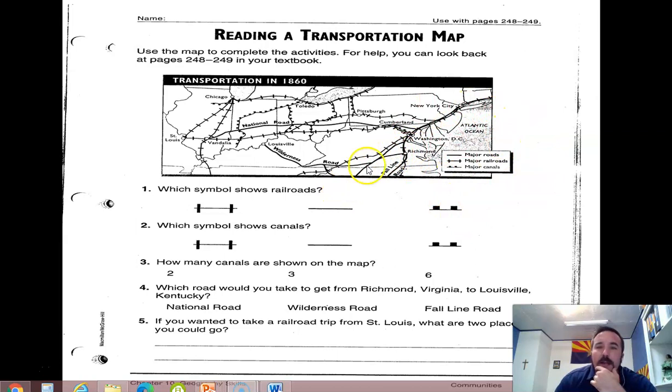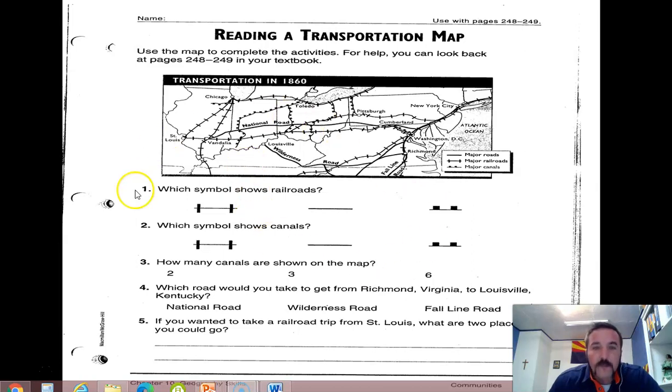The solid black lines are roads. These things with the dashes through it are railroads, and these things are canals. Canals are man-made rivers. Literally, they dug tunnels here to connect, well, in this case it's the Ohio River, with this lake here. Those are man-made canals to connect waterways.